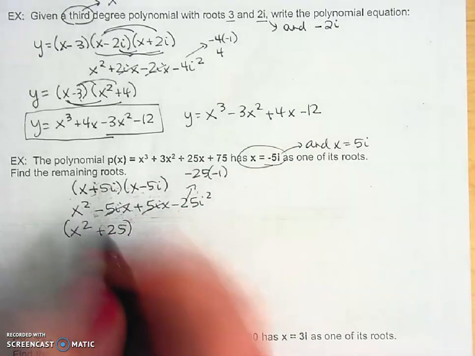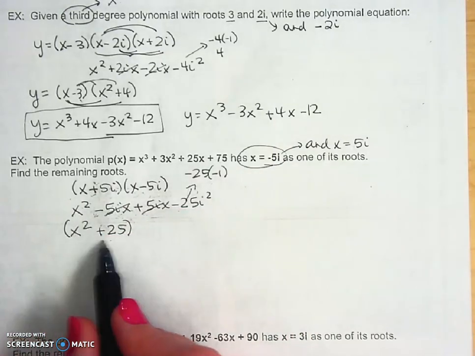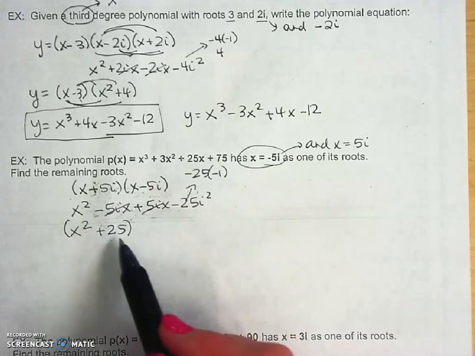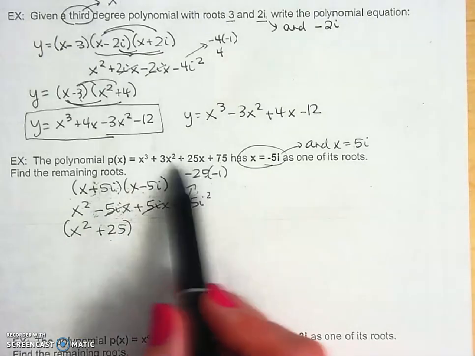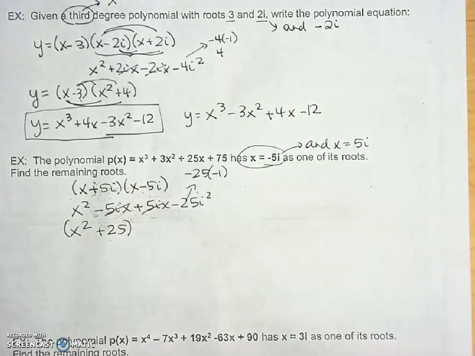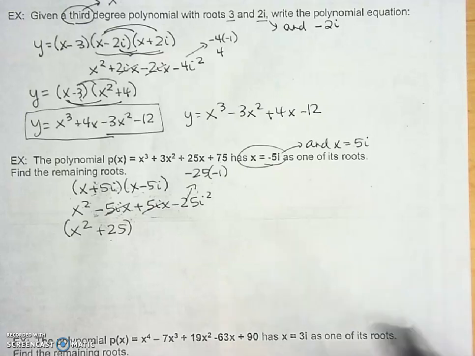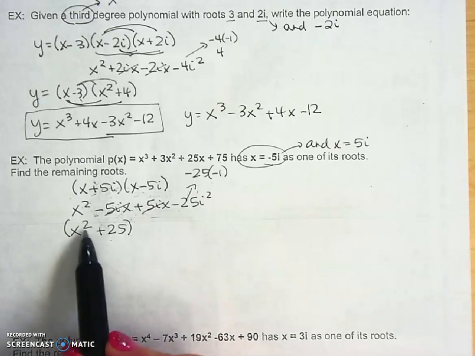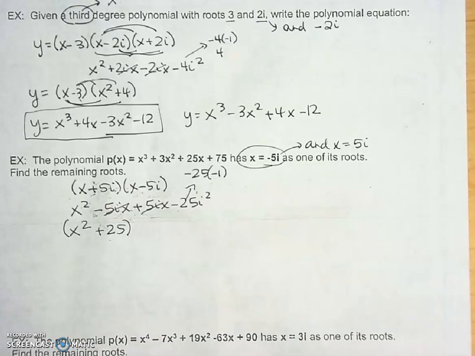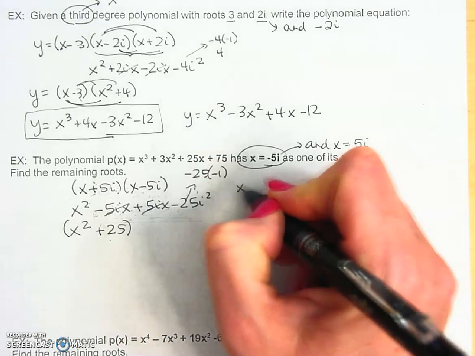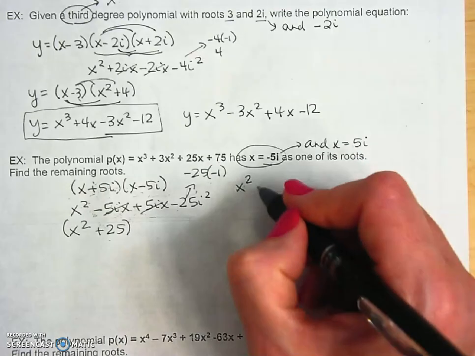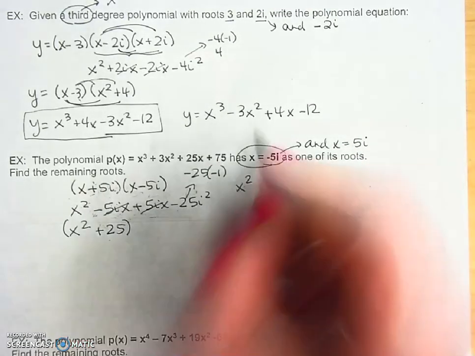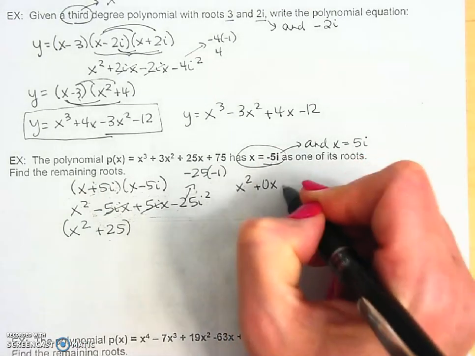So now I have this factor with no more i's in it that I know is a factor of this polynomial. So now I can set up my polynomial division to keep solving. Here's the situation though. Synthetic division does not work with a quadratic factor. It works only for linears. So you have to do long division on this one. And since I'm missing the x term, I'm going to use 0x as a placeholder.